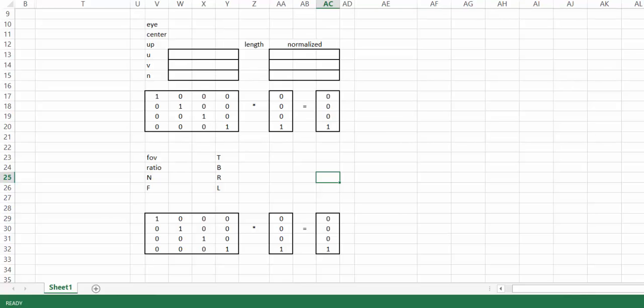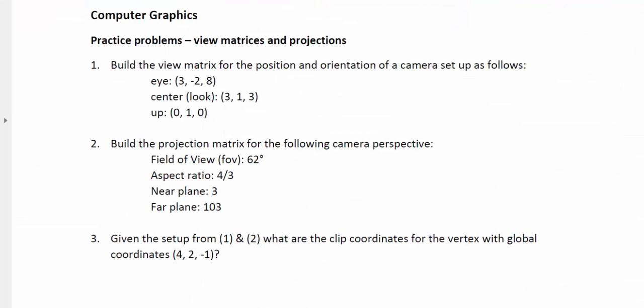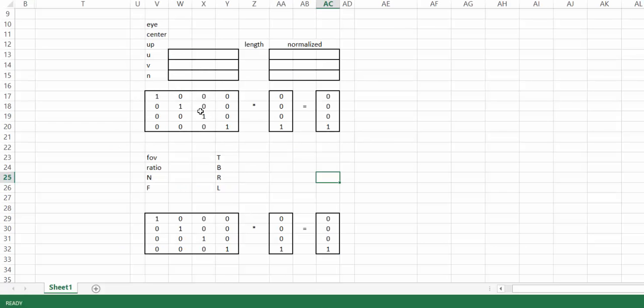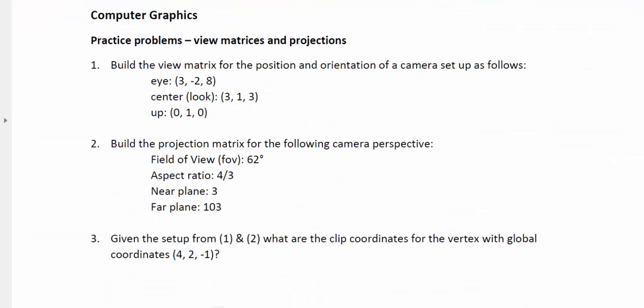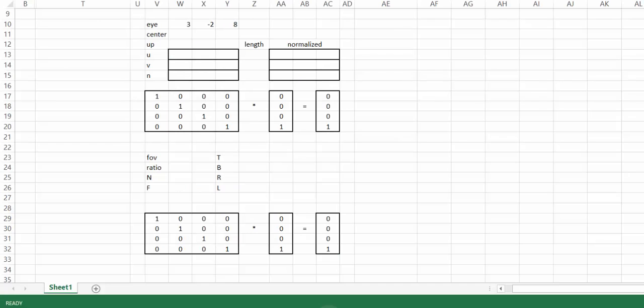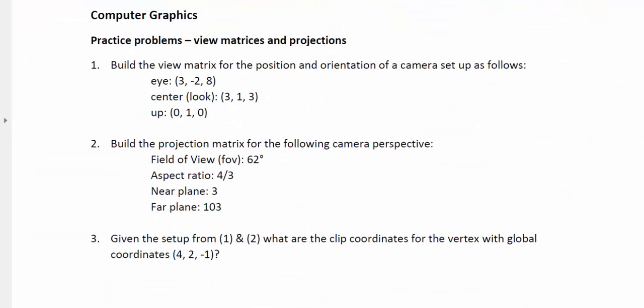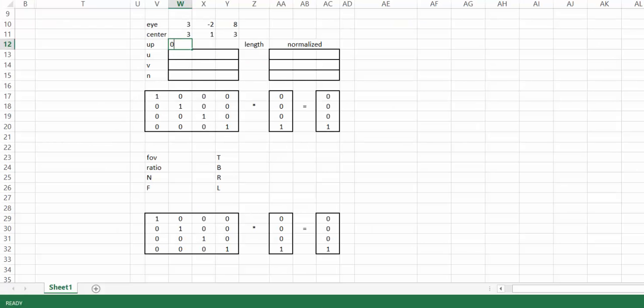So let's take those numbers. Well, I've built part of it, but we're going to build part of it as we go. So the numbers are 3, minus 2, 8 for I. We have 3, 1, 3 for center, and we have 0, 1, 0 for up.